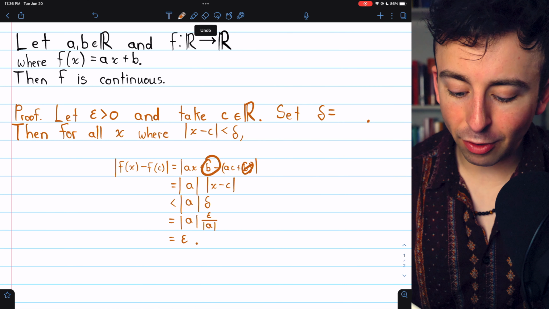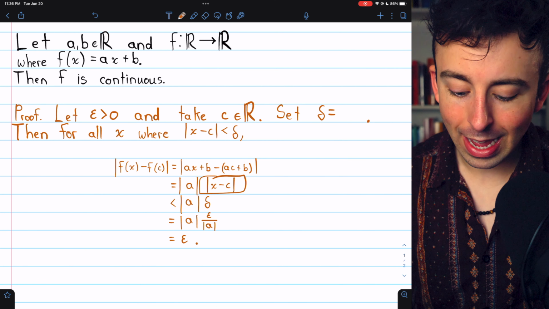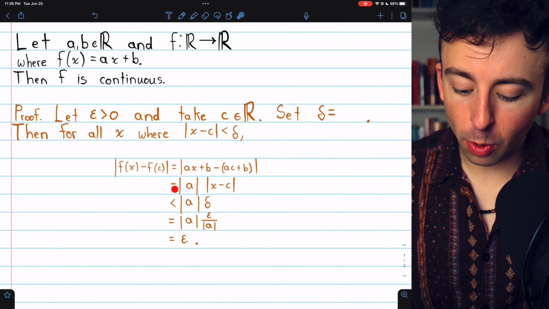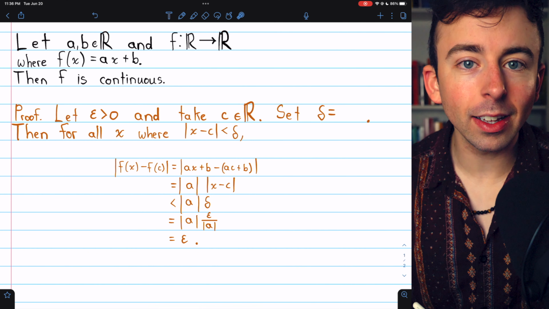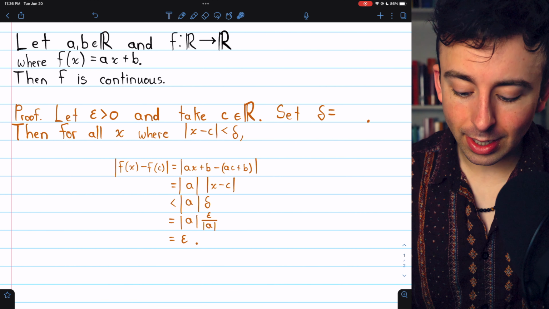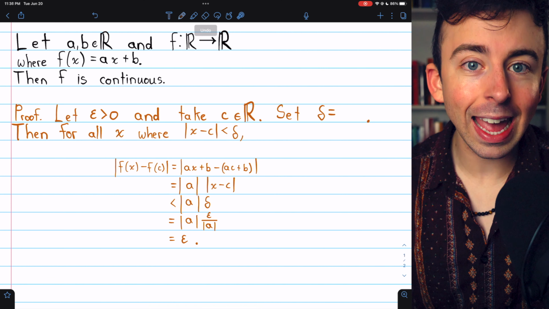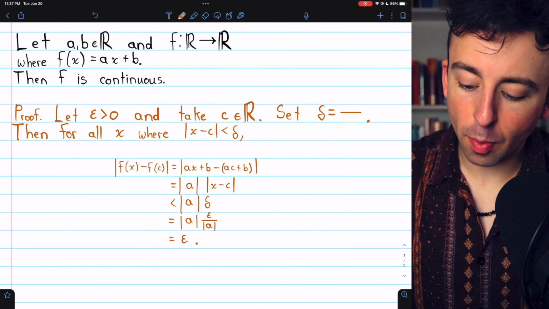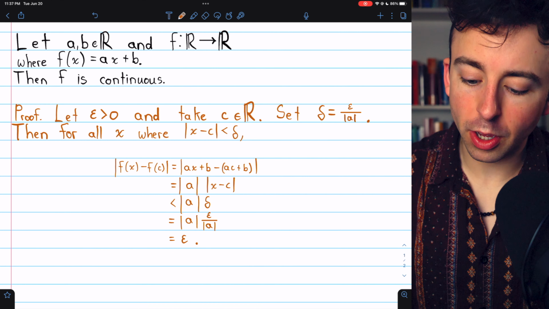Now, this is really nice because the absolute value of x minus c we can control. It's less than delta. So this is less than the absolute value of a times delta. So what should delta equal? Obviously, we want delta to equal epsilon over the absolute value of a. So we'll write that up here to patch our proof. Delta equals epsilon over the absolute value of a.